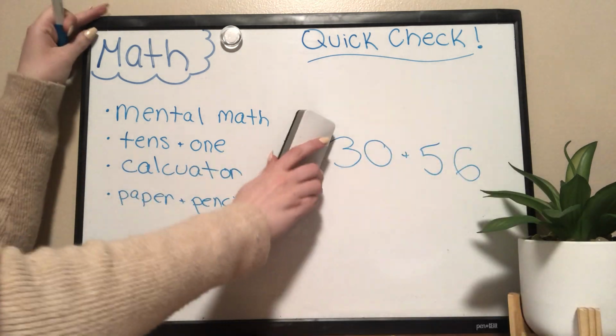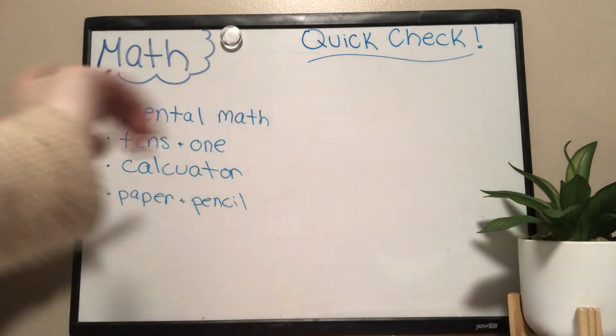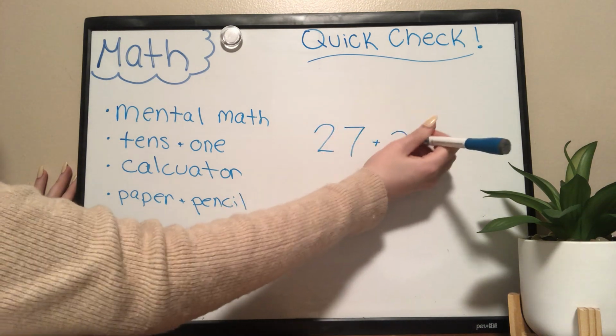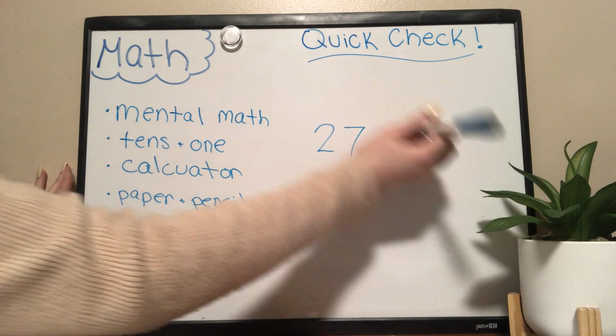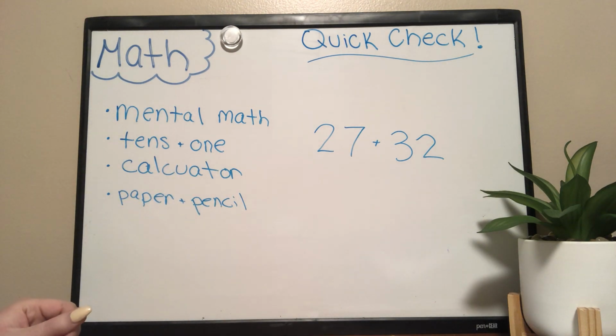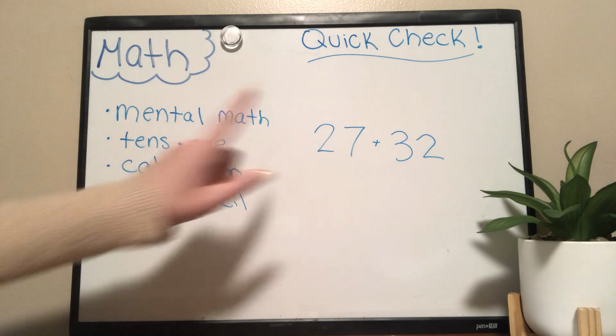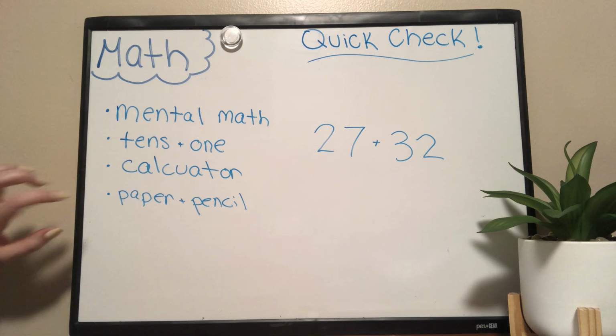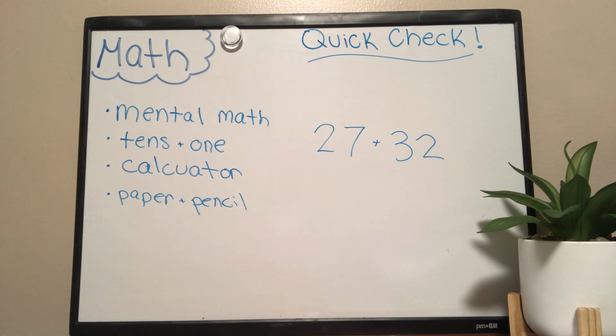Last problem, really, really quickly. What if we had 27 plus 32? Which would you choose? I would take mental math right out of there. I would either use 10s and 1s. I don't think I would need a calculator. I would choose 10s and 1s or paper and pencil.